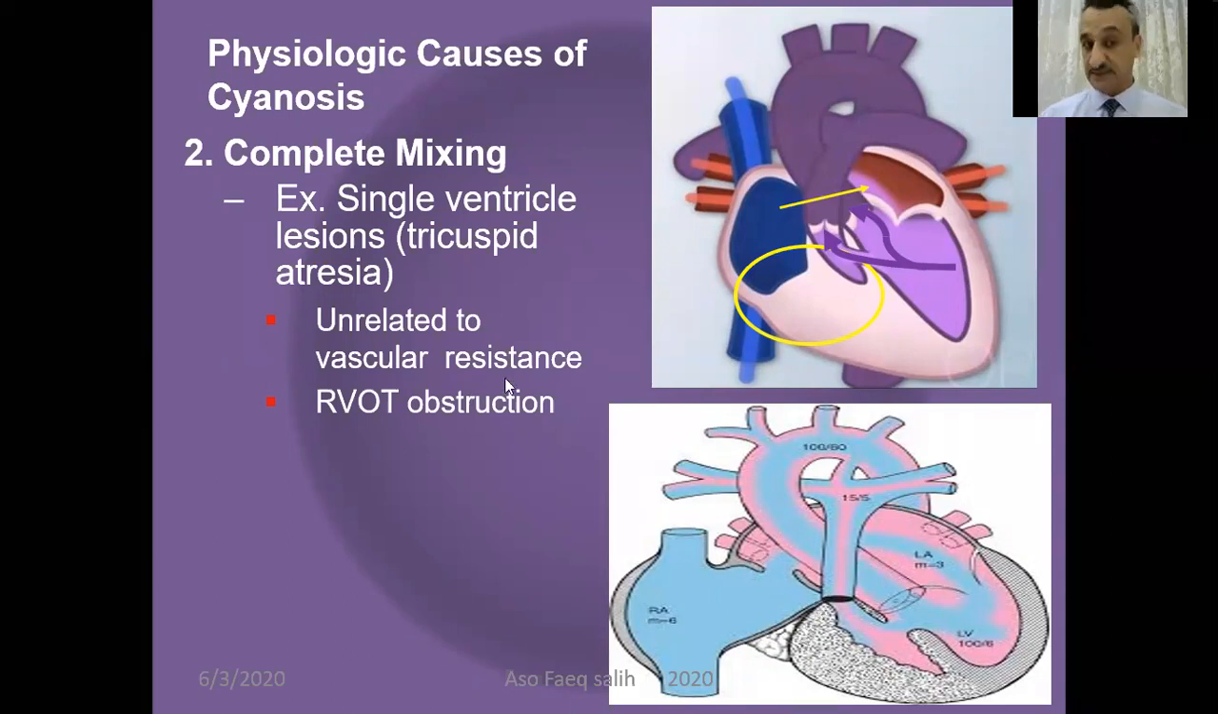So in that case, because the RVOT is obstructed by this narrow chamber, there will be narrowing of the RVOT. So this case looks like tetralogy of Fallot, where the desaturated blood mixes with the LA blood, which is saturated. The mixing happens here, and you see how the blue and pink blood goes through the aorta and gives blood to the whole body. That's the mixed type of complex congenital heart disease.